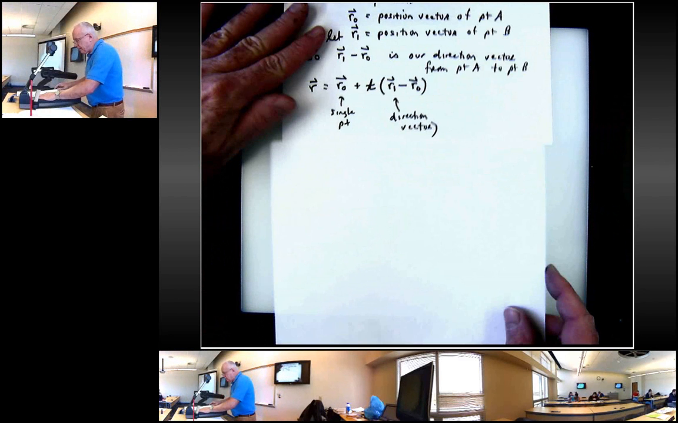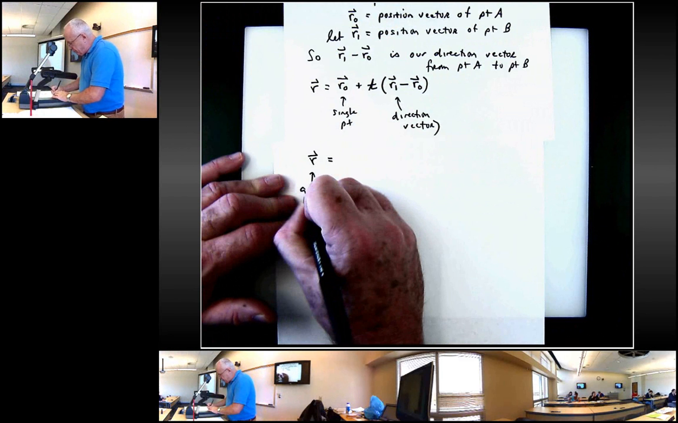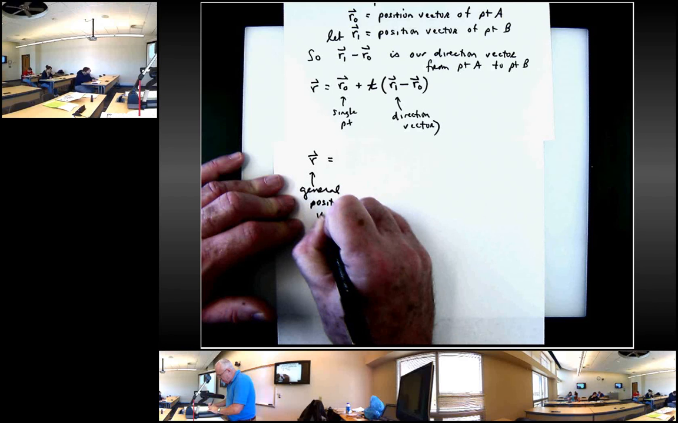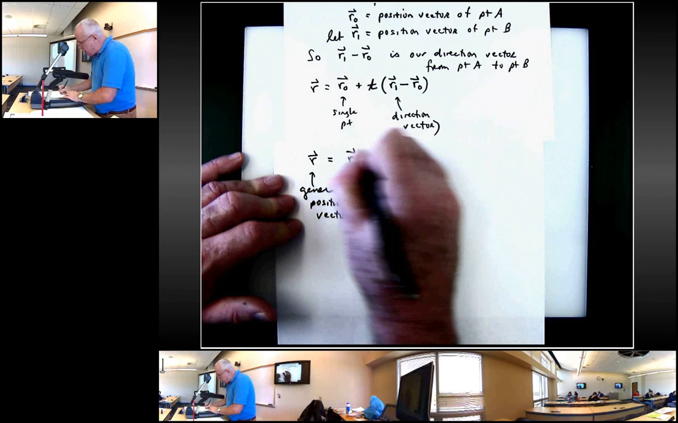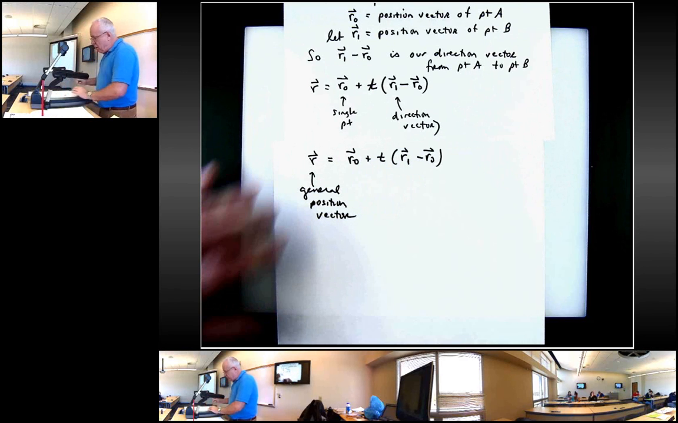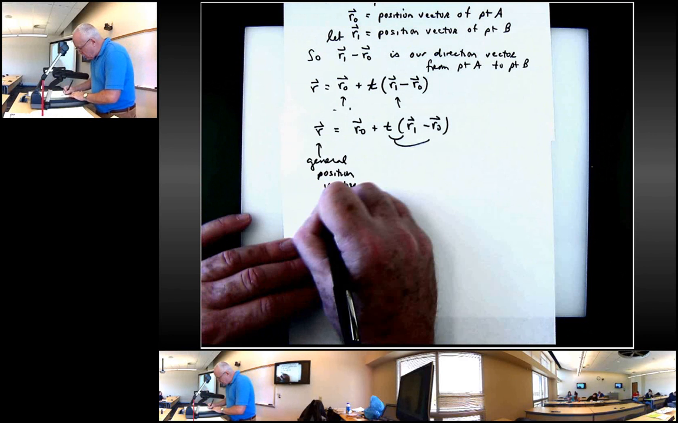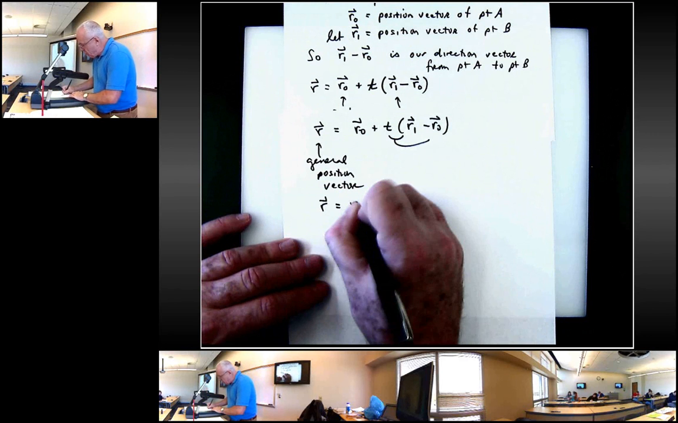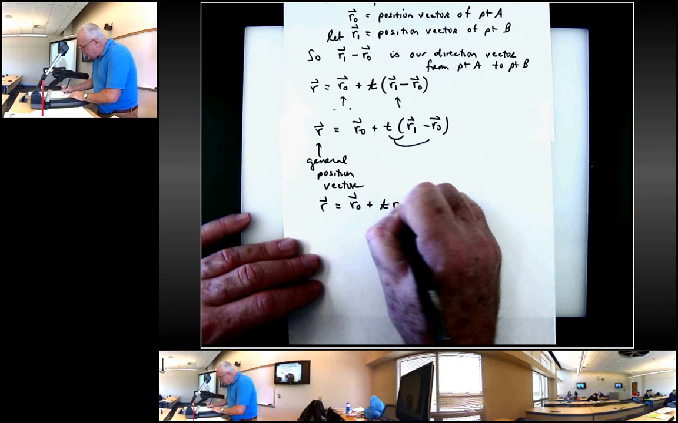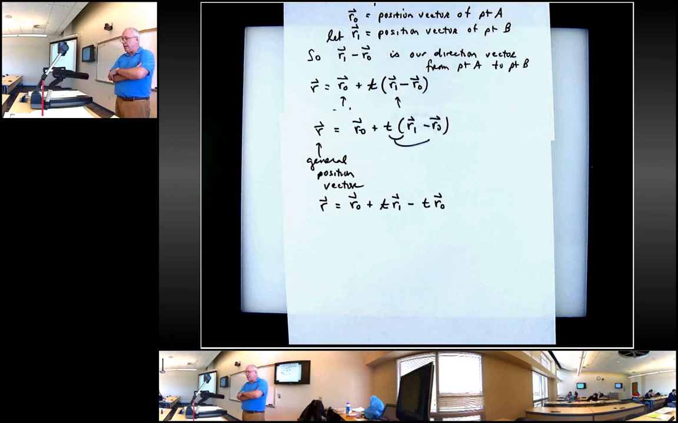Let's do a little basic algebra with this. So we have vector R, the general position vector, equals R naught plus T times the R1 minus R naught vectors. Let's distribute this T for a minute. So we end up getting that R arrow is equal to R naught plus T times R1 minus T times R naught. I'm just distributing that.